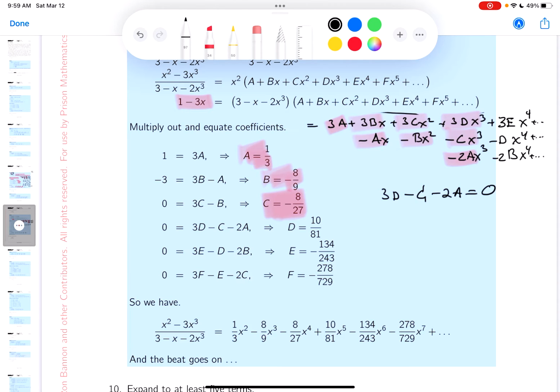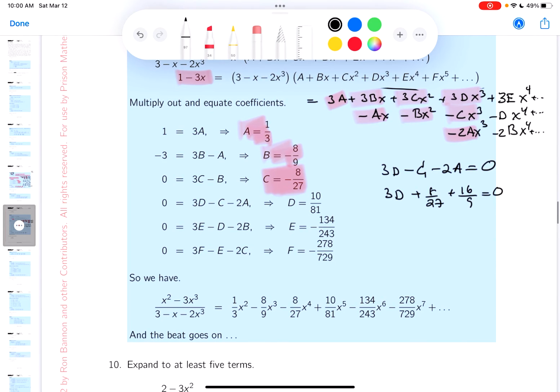I don't know what D is. What's c? Well, it's minus 8/27, so I got plus 8/27. Minus twice A was going to be 16/9 equals 0. I got some work to do. 3D plus, well, that's going to be 27, right? This has to equal 0, by the way. Let's see, 8 plus, let's see, what's 3 times 16? 48.